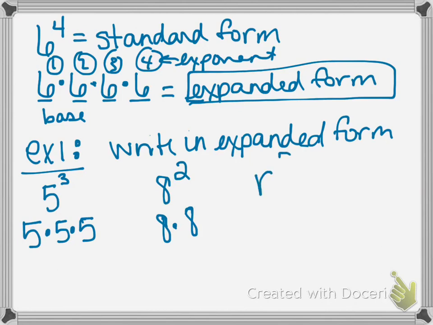We can also use what we call variables, which are letters that represent numbers. So if I said r to the 5th power, that simply means r times r times r times r times r. Well, we have r times itself 5 times.